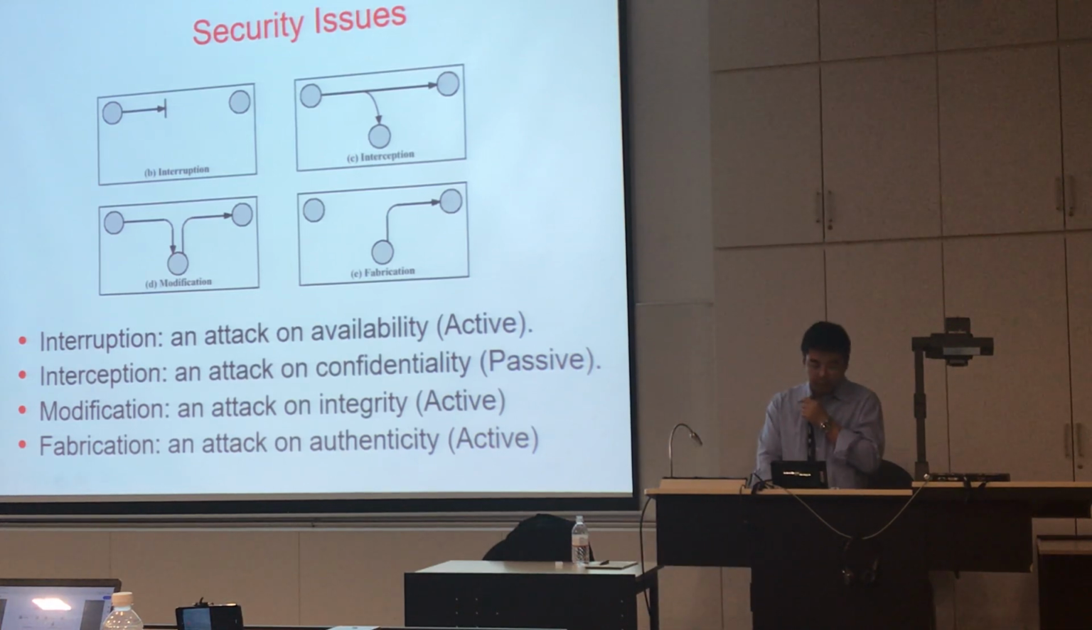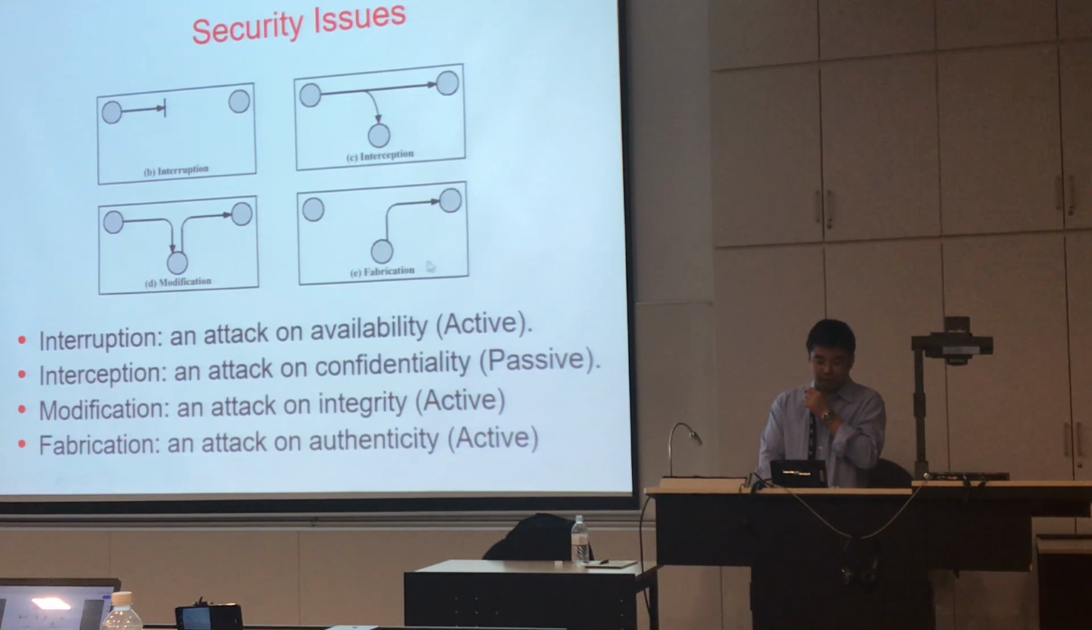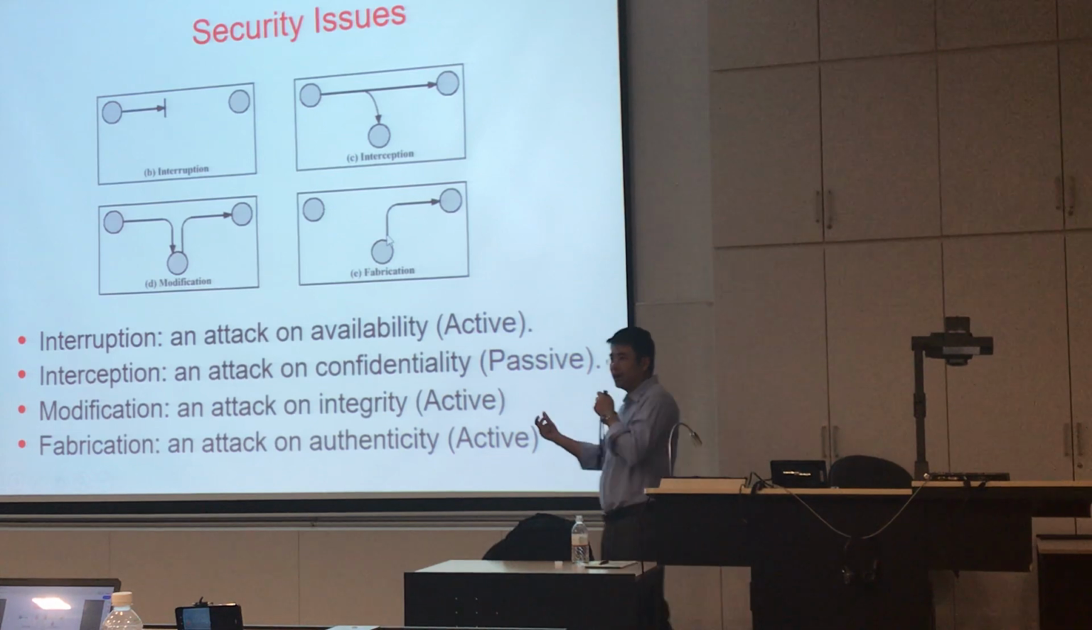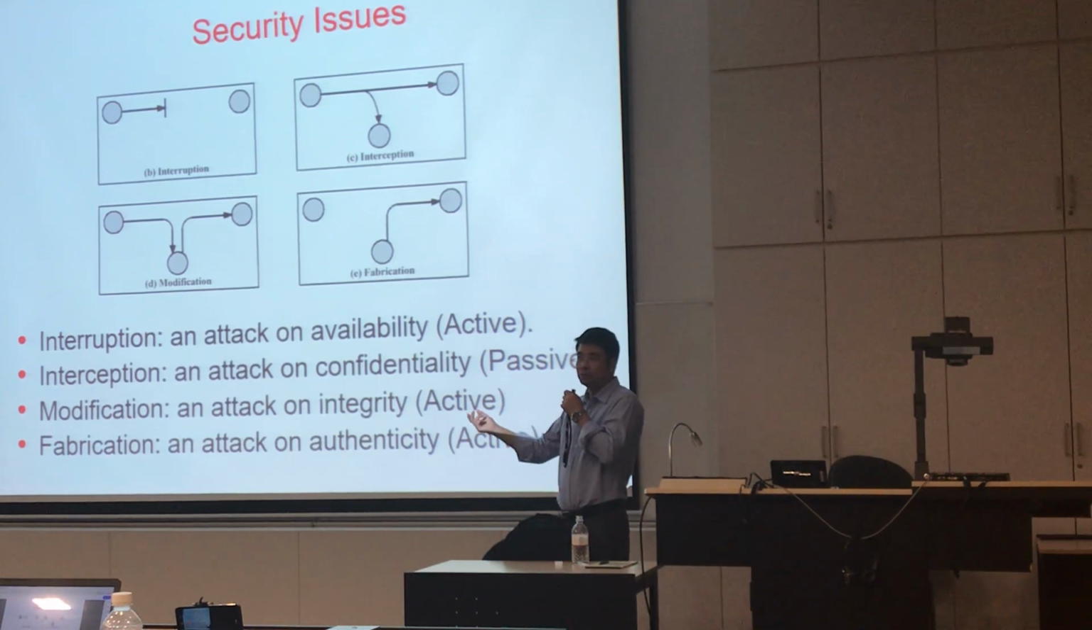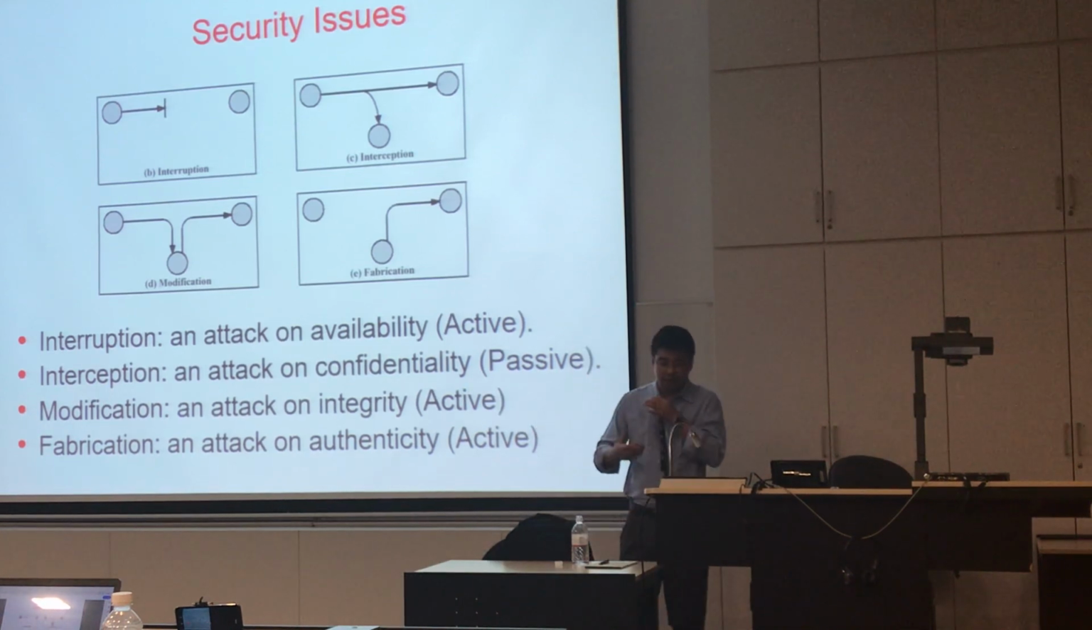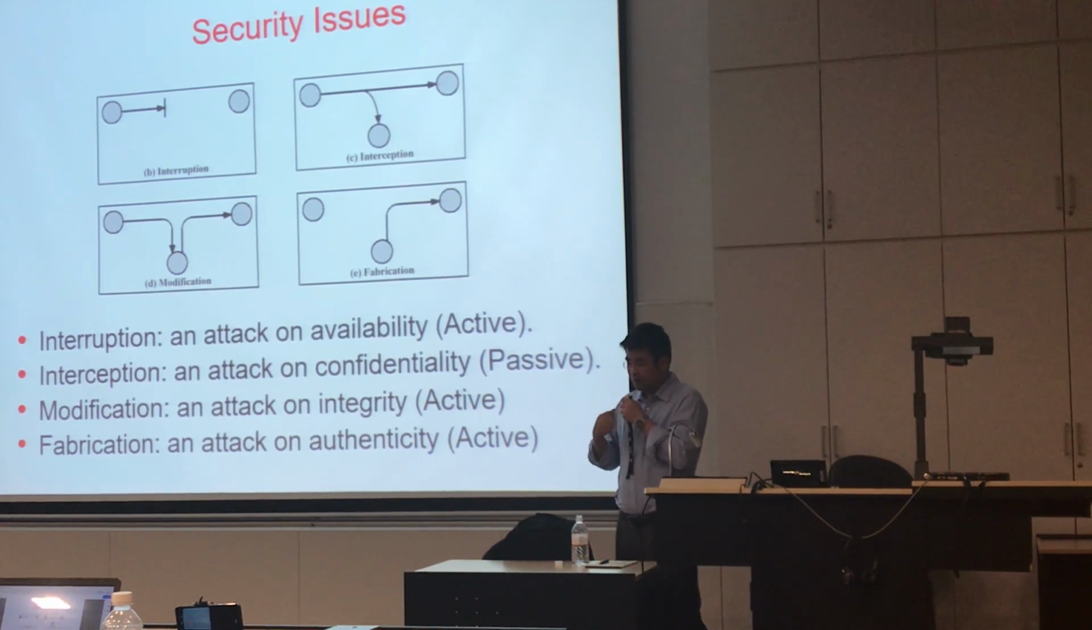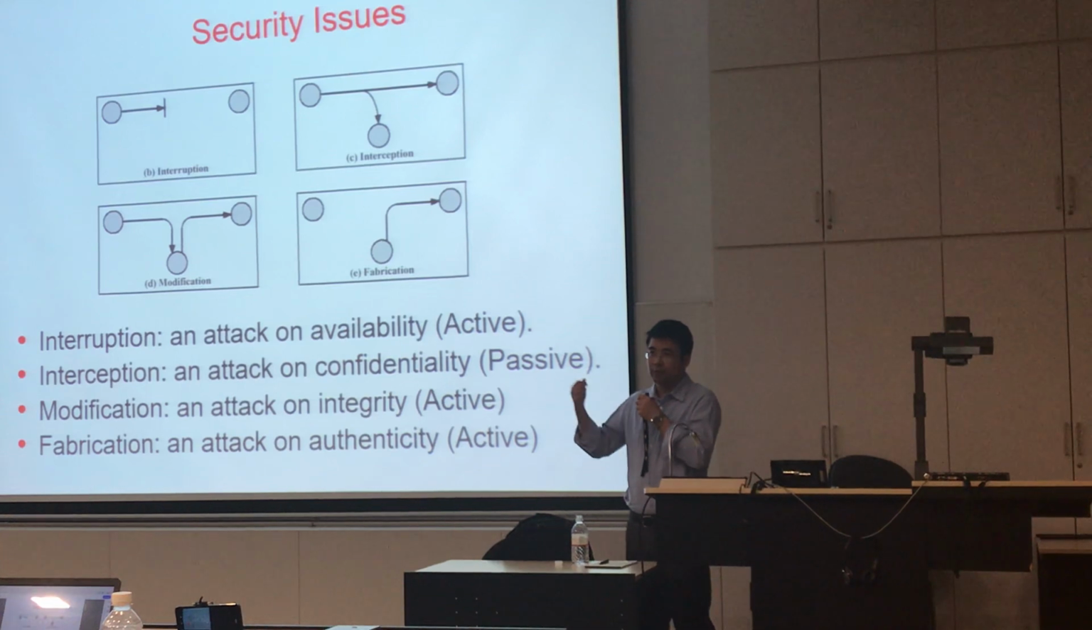And of course, the last one is related to authentication. This is a fabrication attack. That means someone may inject a message and claim the message is from you. The attacker can inject the message and claim this message is from Alice. If there is a mechanism that allows the receiver to verify whether the origin of this message is really Alice, then we achieve authenticity. That means I can make sure this message is indeed from Alice.